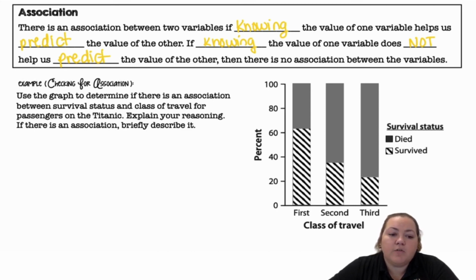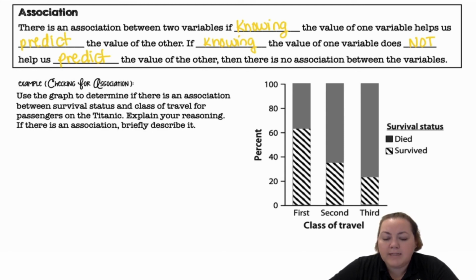All right, so we're going to check for an association. Use the graph to determine if there is an association between survival status and class of travel for passengers on the Titanic. Explain your reasoning. If there is an association, briefly describe it. Okay, so we have first class, second class, and third class, and then whether they survived or died.